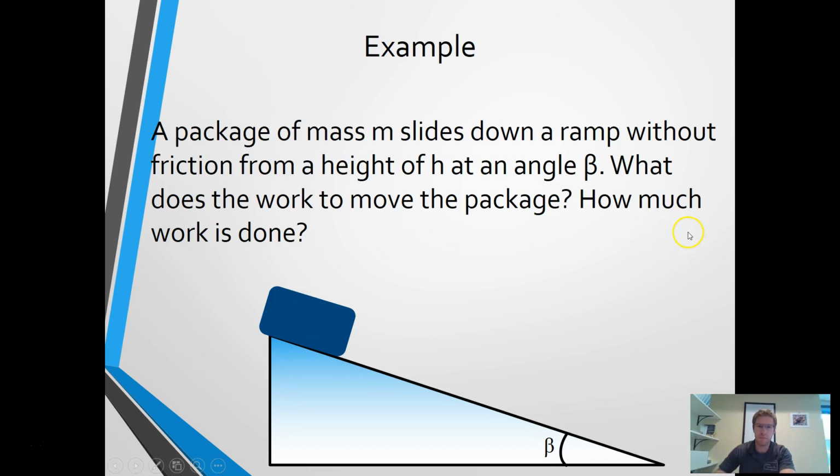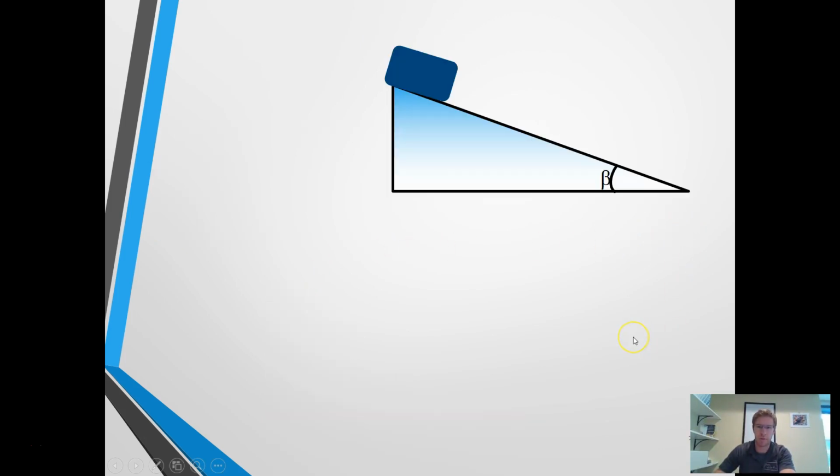So if we go to tackle this problem, hopefully you paused it and figured it out. The first answer, what's doing work on the package? Well, let's look at a free body diagram. We have a normal force perpendicular to the ramp, and we have the weight force going down the ramp. It starts at this height h, and it moves this distance d as it goes down the ramp.